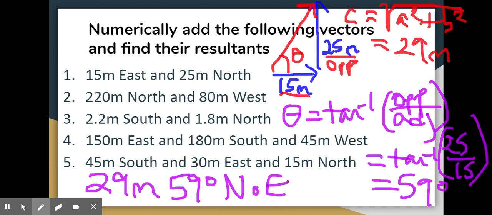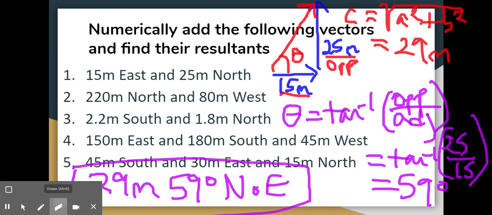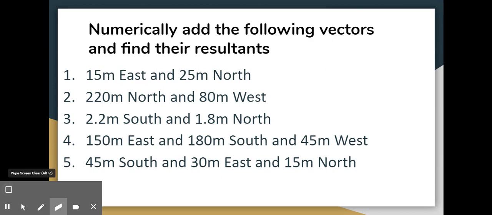You could also say that this is north of the horizontal or above the horizontal. That is also acceptable in some problems. You could say 59 degrees above the horizontal, but this is what I'm looking for when I get an answer from you. Either that or above the horizontal. All right, so go ahead and erase that.